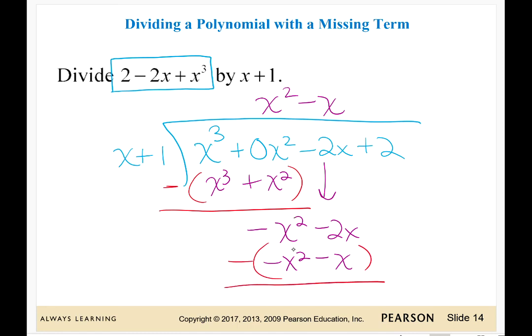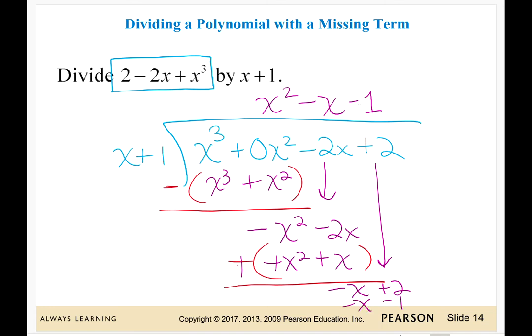So the x squareds will go away because I have a negative x plus. Remember, this will be addition, and then this and this will also be addition. So negative 2x plus x is negative x. And then bring down the 2. So x times this would be negative 1. So boom, boom, negative x. And then negative 1 times positive 1 is negative 1.